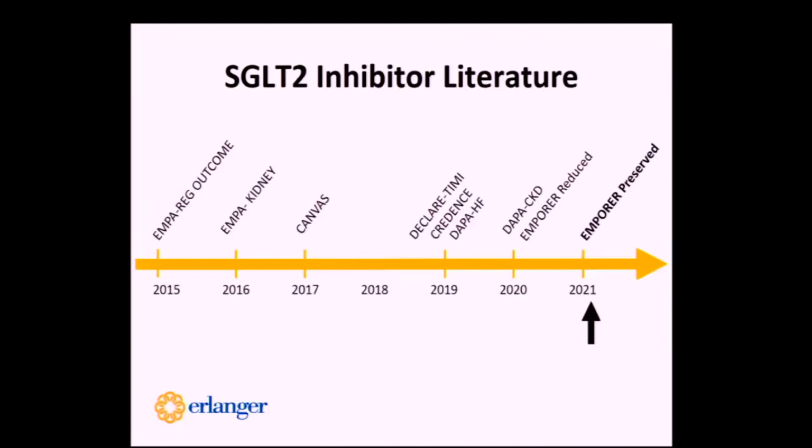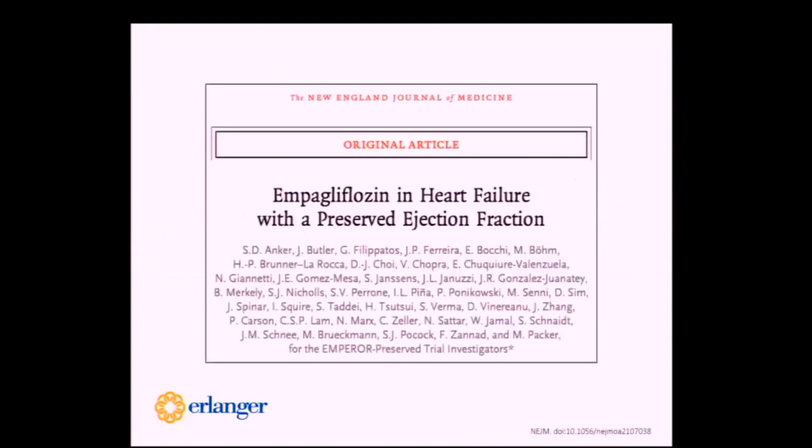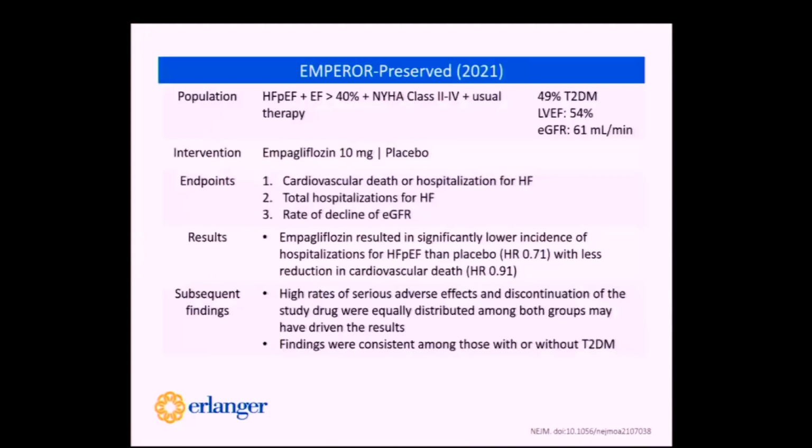August of this year, the EMPEROR-Preserved trial was released, and it is entitled Empagliflozin in Heart Failure with Preserved Ejection Fraction, again, in the New England Journal of Medicine. So this trial looked at patients with heart failure with preserved ejection fraction, defined as an ejection fraction greater than 40% in this trial. Patients also should be in New York Heart Association class 2, 3, or 4, and they should be on their usual therapy as well for whatever comorbidities or symptoms they have. Of note, about 50% of these patients had type 2 diabetes. The average ejection fraction of patients was about 54%, and the average eGFR was 61 milliliters per minute.